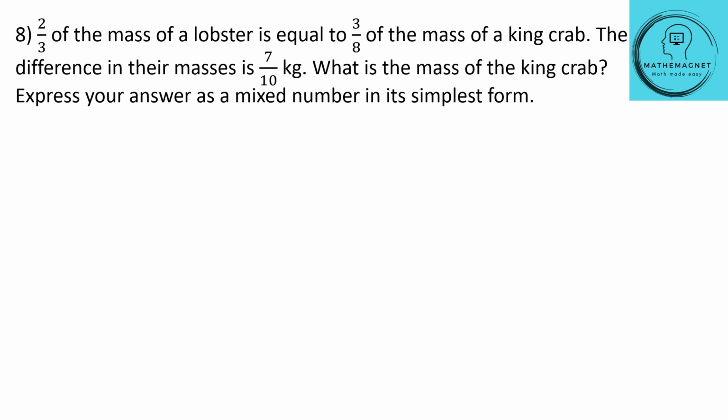Question number 8. 2 by 3 of the mass of a lobster is equal to 3 by 8 of the mass of a king crab. The difference in their mass is 7 by 10 kg. What is the mass of the king crab? Express your answer as a mixed number in its simplest form.